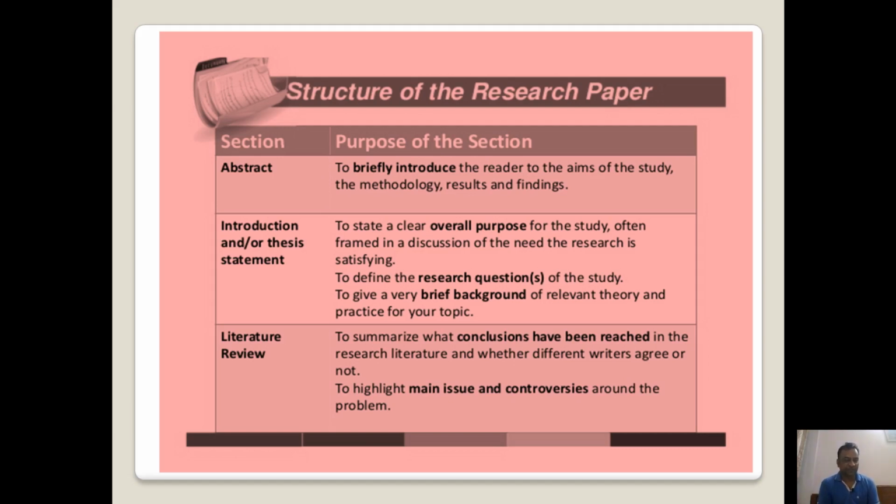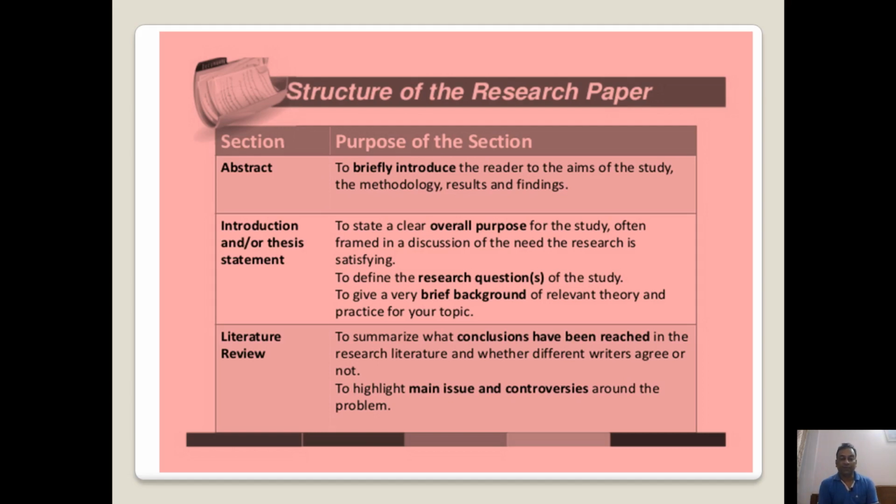Second one, introduction and or the thesis statement. When we start writing the research paper, first we have to write the abstract, then we need to write the introduction. To state a clear overall purpose for the study, often framed as a discussion of the need the research satisfies. To define the research questions of the study, to give a very brief background of relevant theory and practice for your topic.